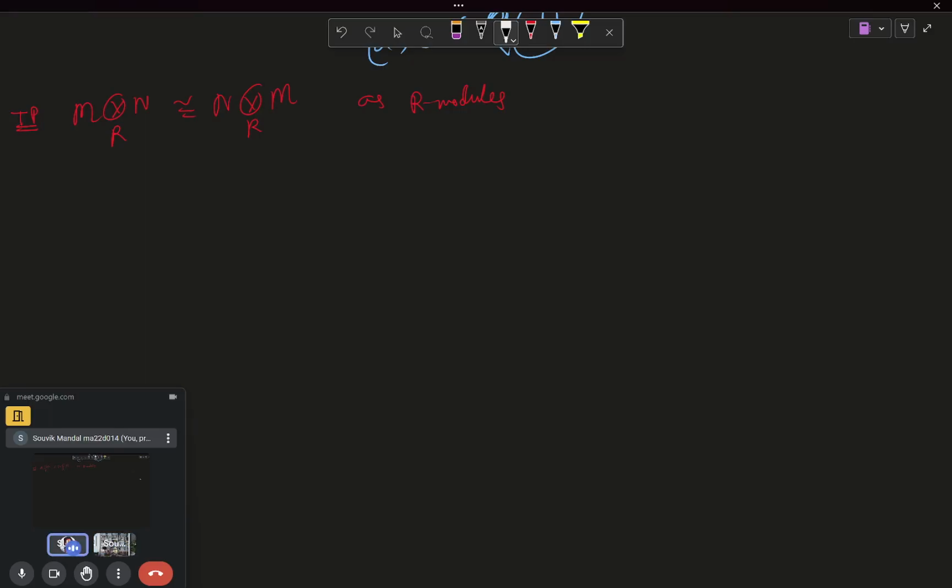Just try to construct two maps from M tensor N to N tensor M, and then also try to construct them in the reverse direction. That's all you need to do. Understand? No need to use any theorem. Tell me how you construct the maps. Think about it and tell me.